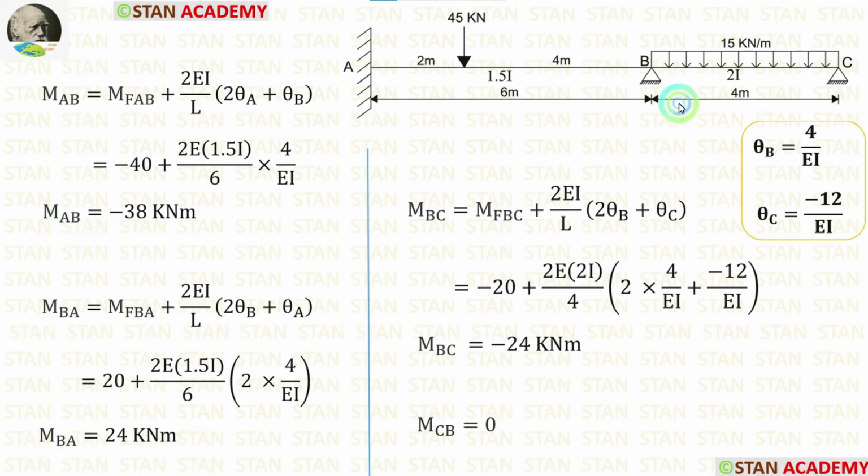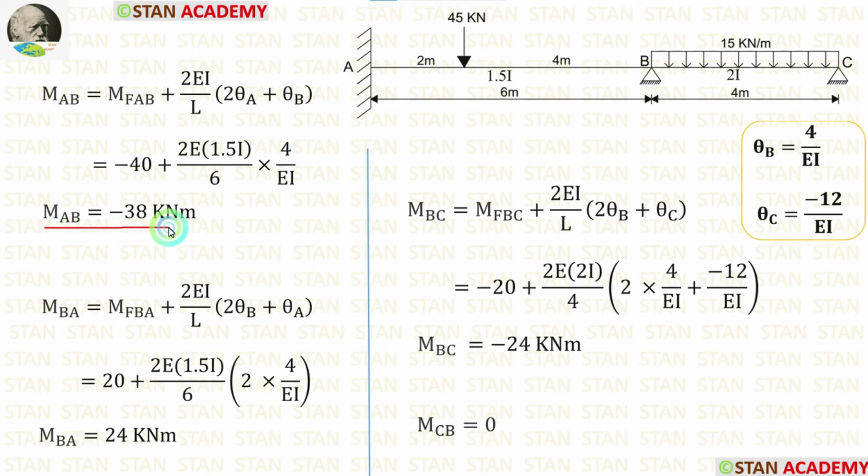Now let's make the slope deflection equations in the span BC. No need to make the slope deflection equation for MCB because we already know MCB is equal to 0. Only make the slope deflection equation for MBC. In the span BC, the moment of inertia is 2I and the length is 4 meter. We can apply them. After applying the values of theta B and theta C in this equation, we are getting MBC.